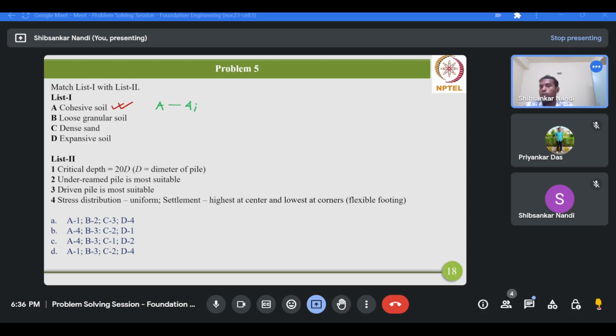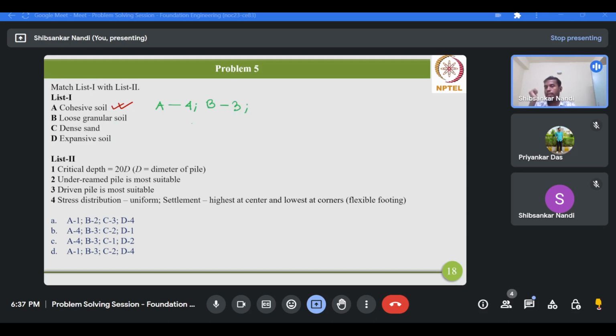So you should know, for loose granular soil, this driven pile is most suitable. Why? Because when the pile is driven inside the loose granular soil deposit, it will compact the surrounding soil mass. Therefore, the initially loose granular deposit will achieve a compacted configuration due to the construction of this driven pile. Therefore, for loose granular soil, driven pile is most suitable. So B is matching with entity 3.